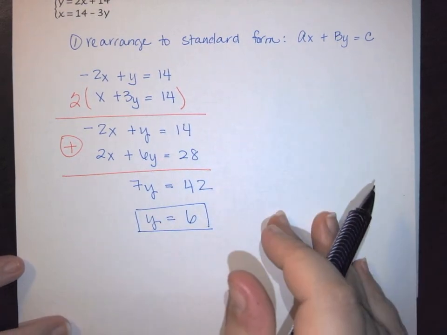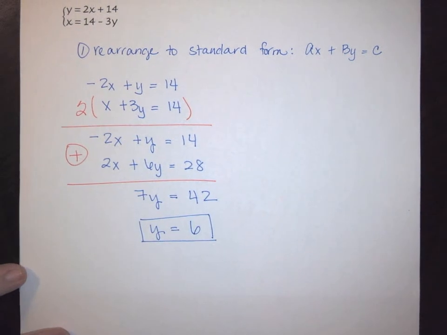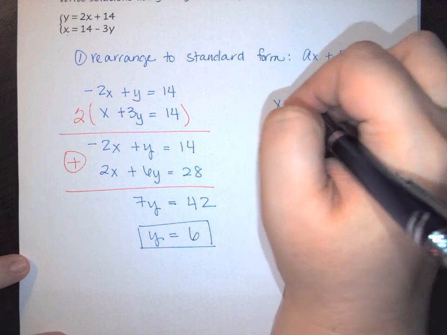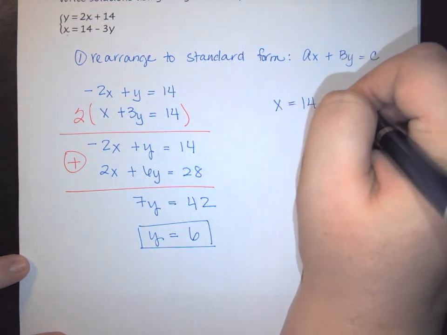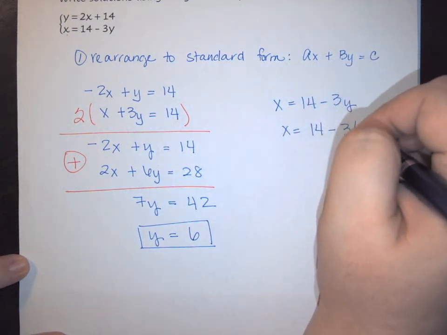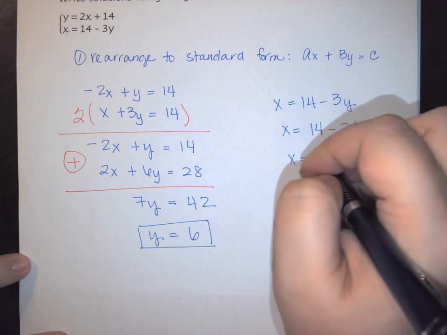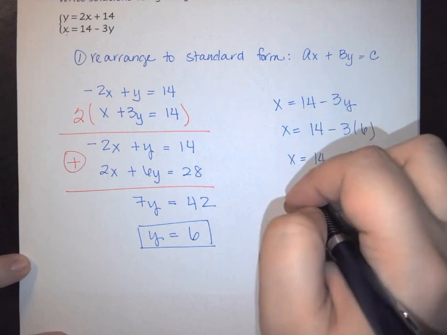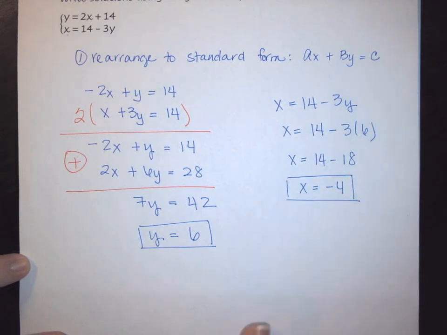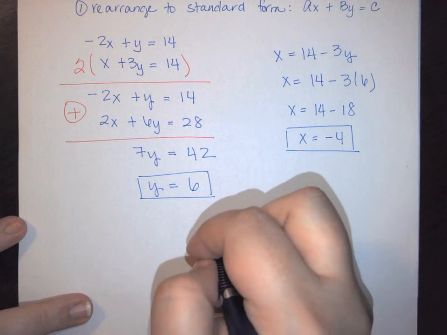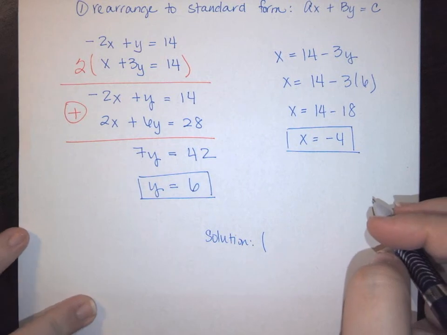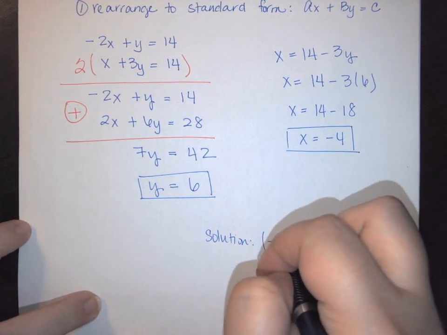Now that we solved it, we just simply pick one of our two original equations and solve. Since my bottom equation is already x equals, I would use that. So I'm going to have x equals 14 minus my 3y. So x is going to be 14 minus 3 times 6. X is my 14 minus 18, so x is equal to negative 4. And here would be your second solution. Again, whenever we have systems, we write our solution in coordinate form, so negative 4, 6.